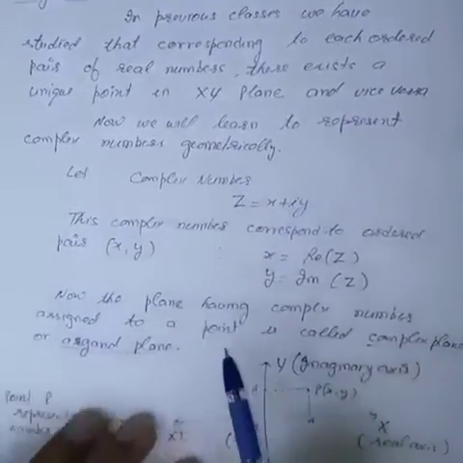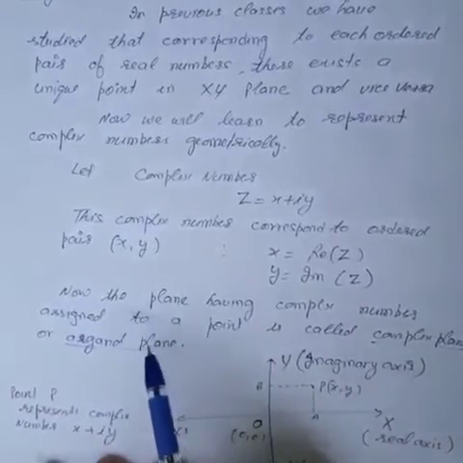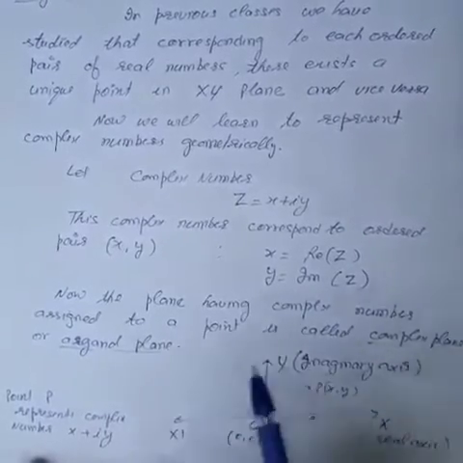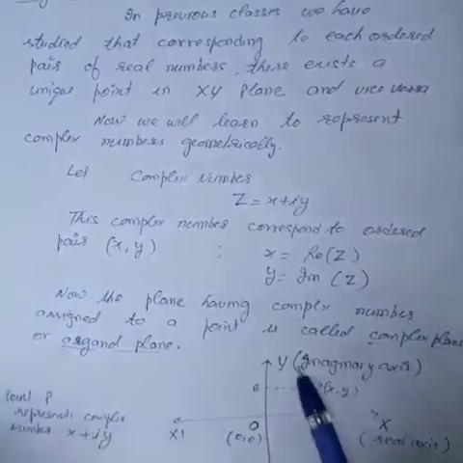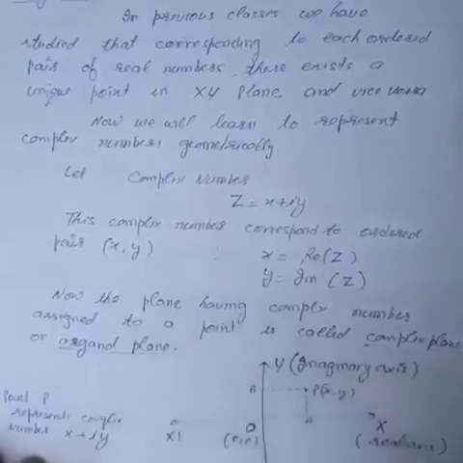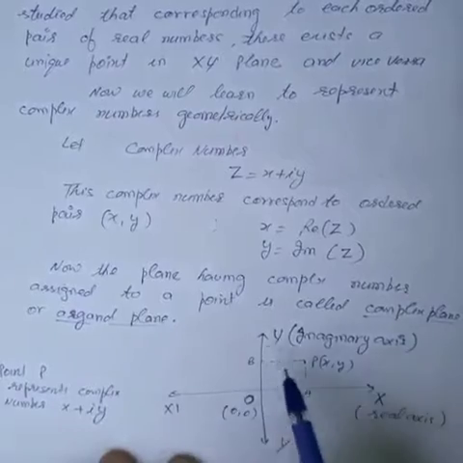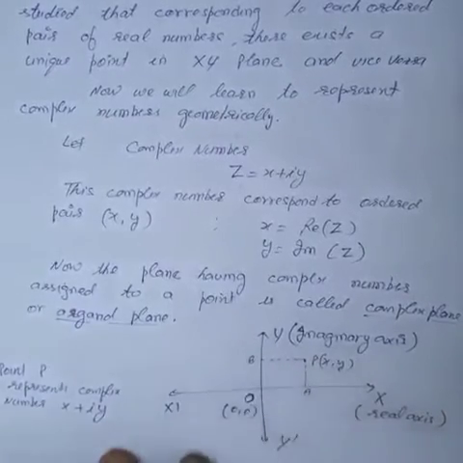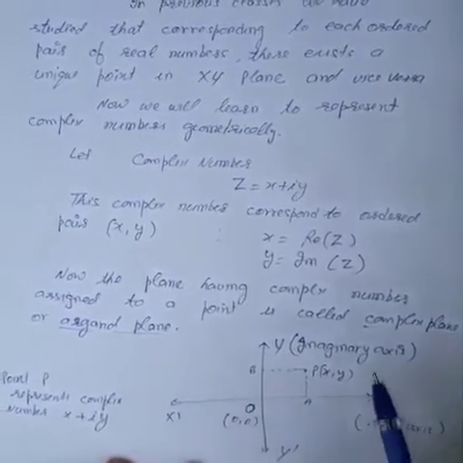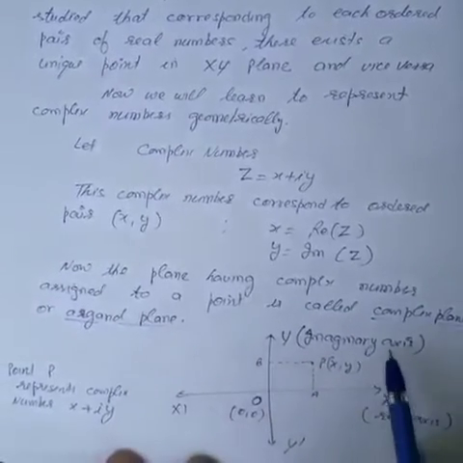So now consider a plane, the complex plane. In the complex plane, complex numbers are assigned to points, and vice versa. It is also called the Argand plane. Consider the x-axis and y-axis, they intersect at point O. The x-axis is called the real axis. It means the real part will be represented along the x-axis and the imaginary part along the y-axis. So the y-axis is called the imaginary axis.